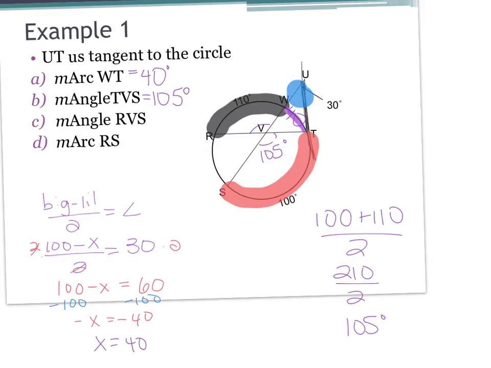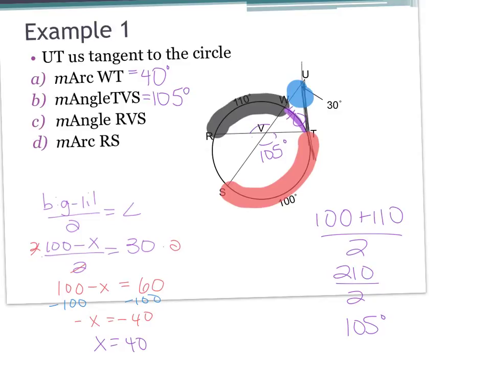Alexis: would the little angle V be congruent to... which V? R, V, W? Yeah, they're still vertical angles. So vertical angles are still congruent even if they're inside the circle.